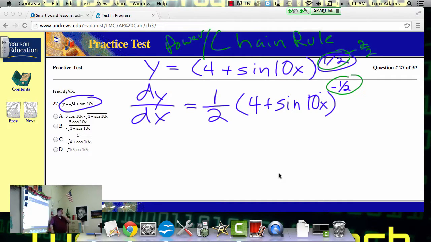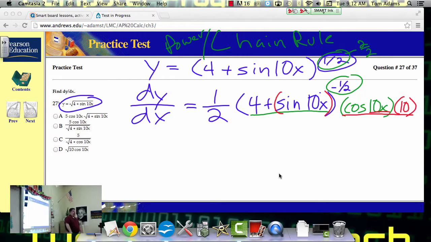Now we need to take the derivative of the stuff on the inside. What's the derivative of 4? Zero. What's the derivative of sine of 10x? Cosine. Now this is where it gets a little tricky. It's cosine of 10x, but you have to use the chain rule, so we've got to tack on the derivative, because the derivative of this is going to be this times the derivative of this.